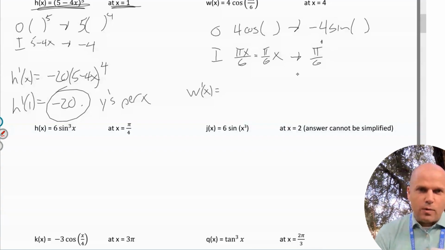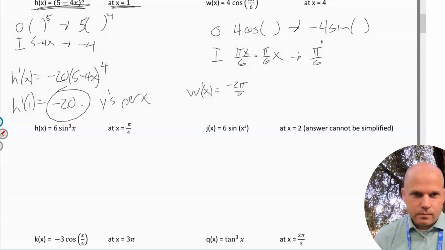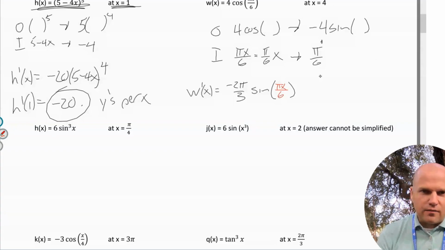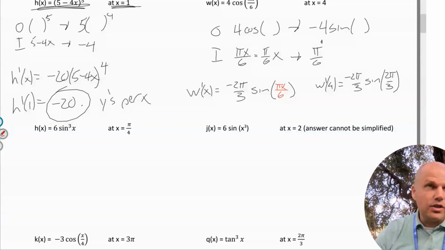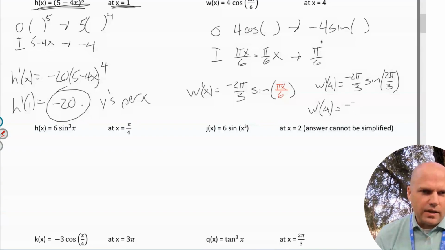Multiply in any order. The negative 4 and the pi over 6 can be combined to be negative 4 pi over 6, which is negative 2 pi over 3. Sine parentheses. What starts in the parentheses stays in the parentheses. Now I'm trying to find w prime at 4. I'll get negative 2 pi over 3 times the sine of 2 pi over 3. 4 pi over 6, 2 pi over 3. Sine of 2 pi over 3 is root 3 over 2. So my slope is negative 2 pi root 3 over 3 times 2, which is 6. And that actually cancels to be a 3.